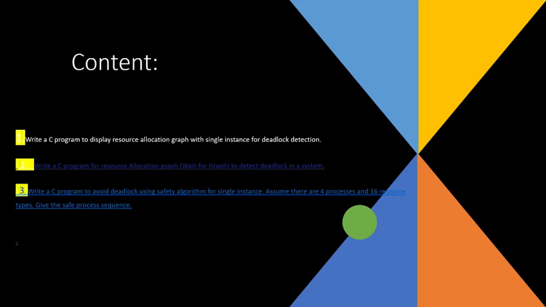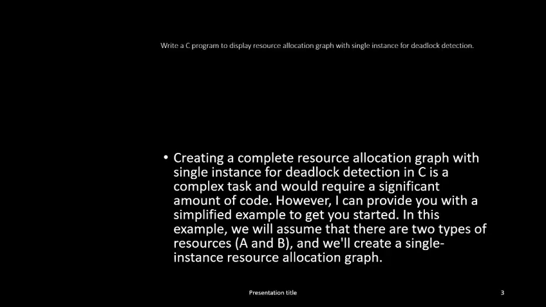Second topic is write a C program for resource allocation graph to detect deadlock in a system. And third topic is write a C program to avoid deadlock using safety algorithm, single instance, assume there are four processes and 16 resource types. So one by one, we are going to see every topic and their solution with the code. So our first topic is write a C program to display resource allocation graph with single instance for deadlock detection.